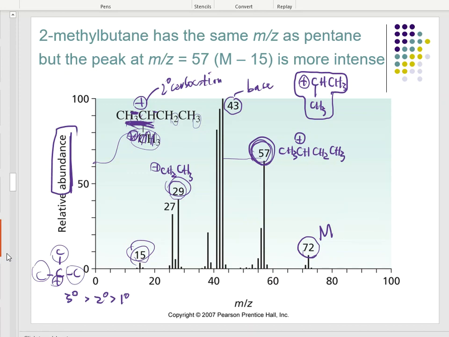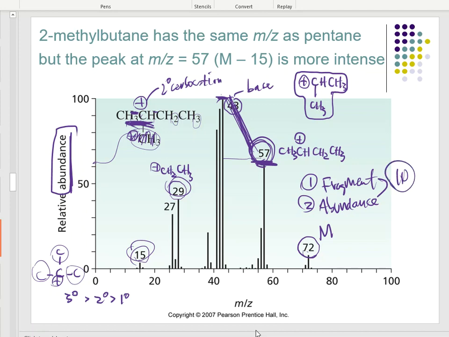So number one, it looks at fragment patterns. What pieces are actually there? And it narrows down the list. And it says, here are the handful that give us those fragments. And number two, it looks at abundance. It compares the heights of these fragments to the height of the base peak. How close is it? How abundant is it? And it uses these two to identify the compound that's in question.